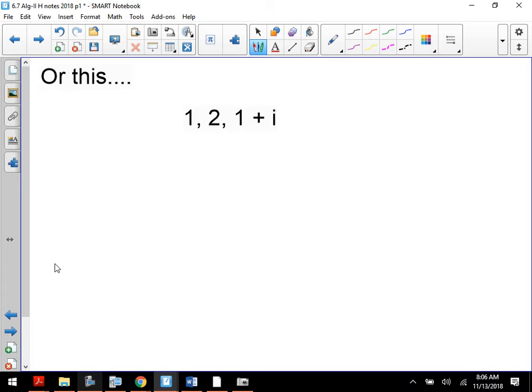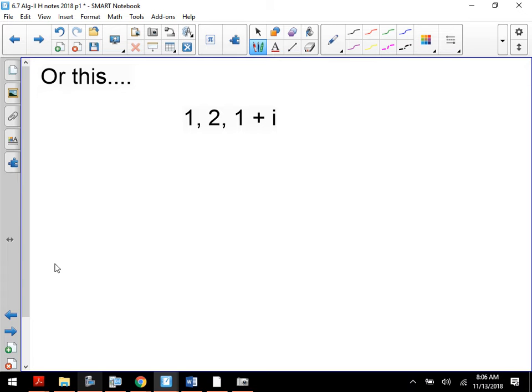We have zeros at 1, 2, and 1 plus i. Yeah, just 1 minus i. You were close. I saw the minus i, but then I saw you say 1. I thought you were repeating yourself. I didn't see you say the plus i. So same idea.